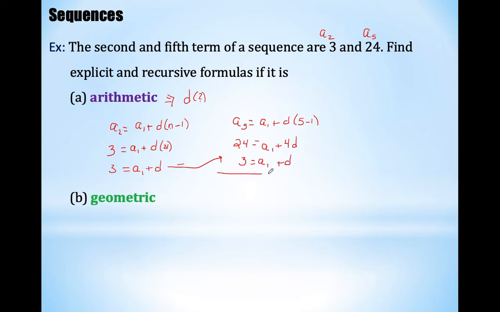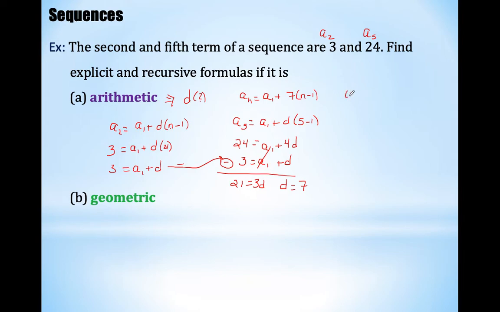Gee, can't I just subtract those two functions? And 24 minus 3 is 21. A1 minus A1 goes away. And 4D minus D is 3D. So what is my common difference? Oh, snap. So if my common difference is 7, they want me to find the explicit and recursive formulas. Well, a sub n is equal to the first term, a sub 1, plus 7 times n minus 1.